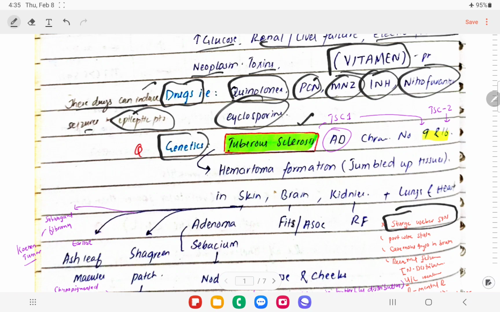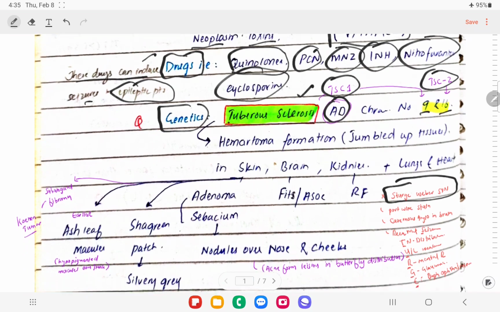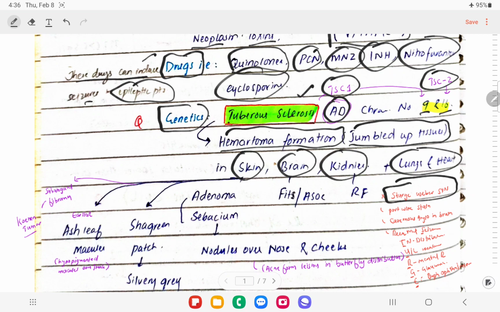Tuberous sclerosis is basically an autosomal dominant disorder, right? We have two genes, the TSC1 gene and the TSC2 gene. TSC1 is present on chromosome 9 and TSC2 is present on chromosome 16. So what happens because of these abnormal genes? We'll have hamartoma formation, right? Hamartomas are basically jumbled up tissues, right? These can be present in the skin, the brain, the kidneys, lungs, and heart.